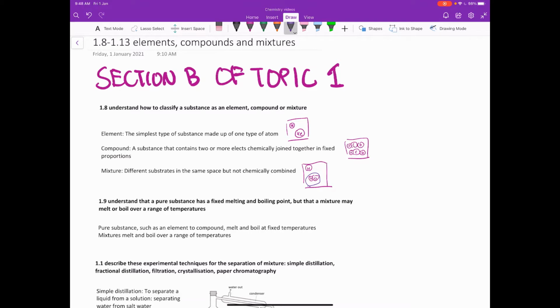Oxygen is a diatomic element, which includes others such as hydrogen, which is H2, nitrogen, which is N2, and oxygen, which is your O2, etc.